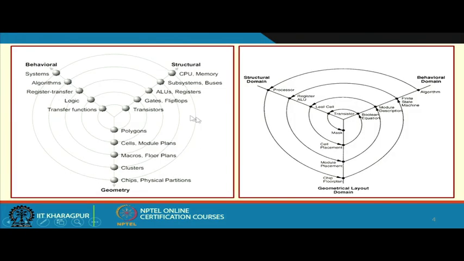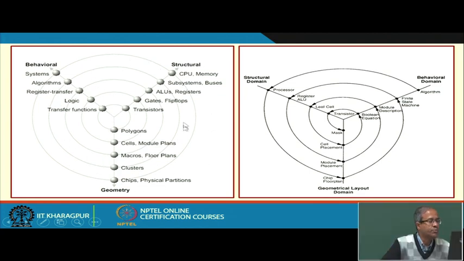Similarly, you can have other examples at other levels. For example, if I give you some Boolean equation, say f equal to a into b plus c, this represents a behavior. Now, I can represent this in terms of some gates, that will be my structural representation, and these gates can finally be implemented using either NAND or NOR or some kind of CMOS cells, that will be the physical representation. So, you can have this view from any level of abstraction. In this diagram, as you move towards the center, you are going into more and more detail.